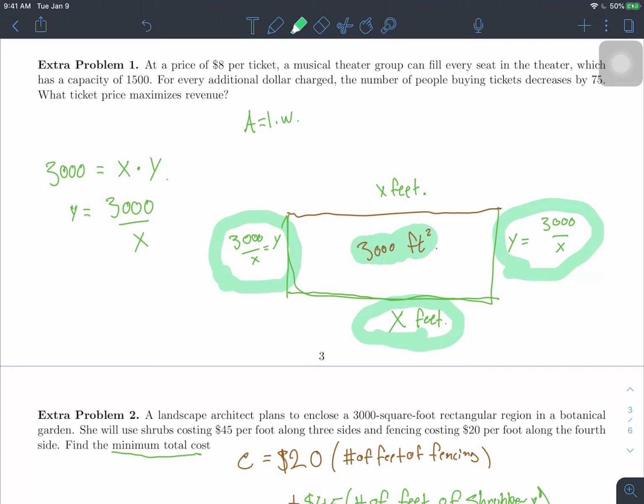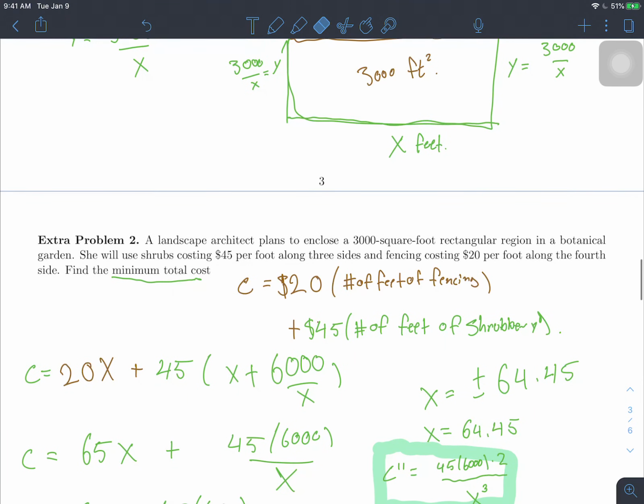Right. So it took a little bit of work to figure out what the equation should be that we're going to minimize, right? Yeah. So we had to come up with a clever way of writing down the cost of our whole operation. So first we wrote down $20 times number of feet of fencing plus 45 times number of feet of shrubbery.